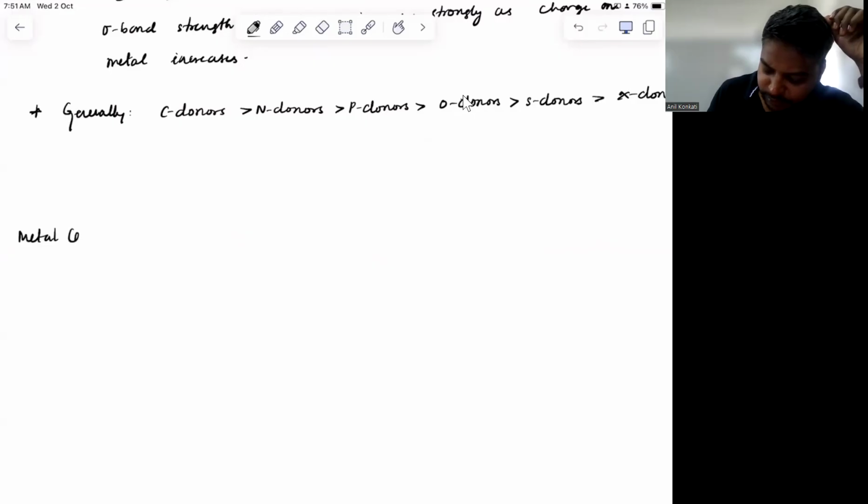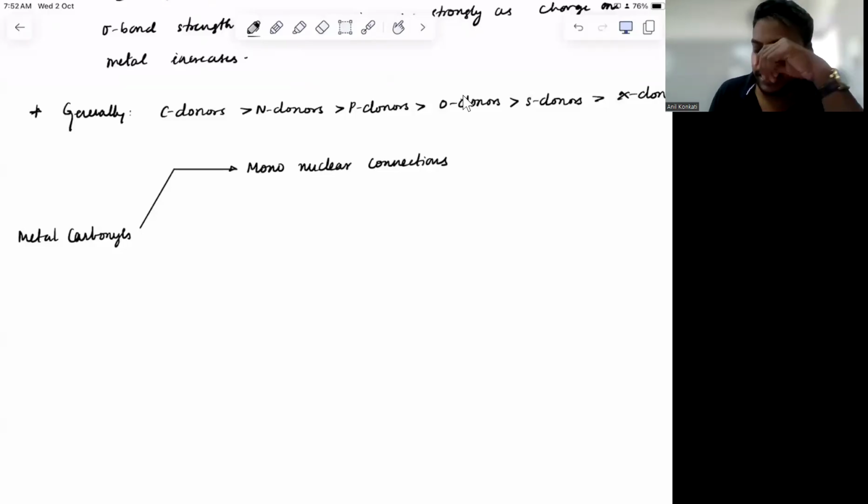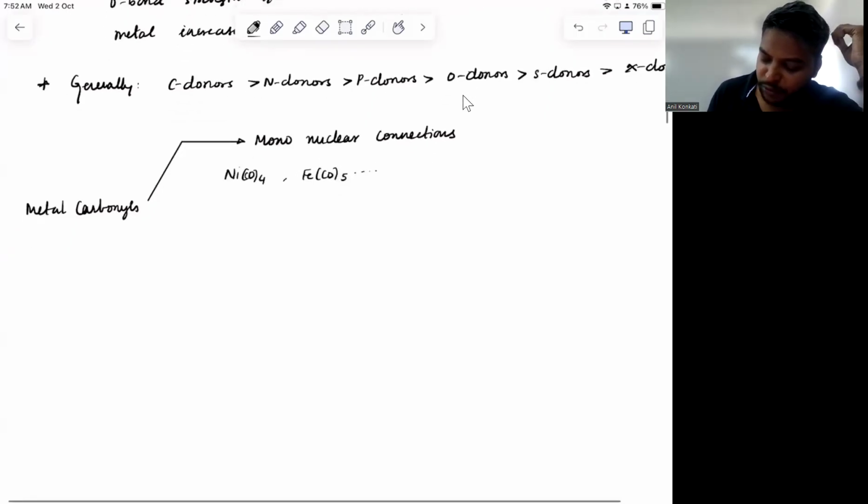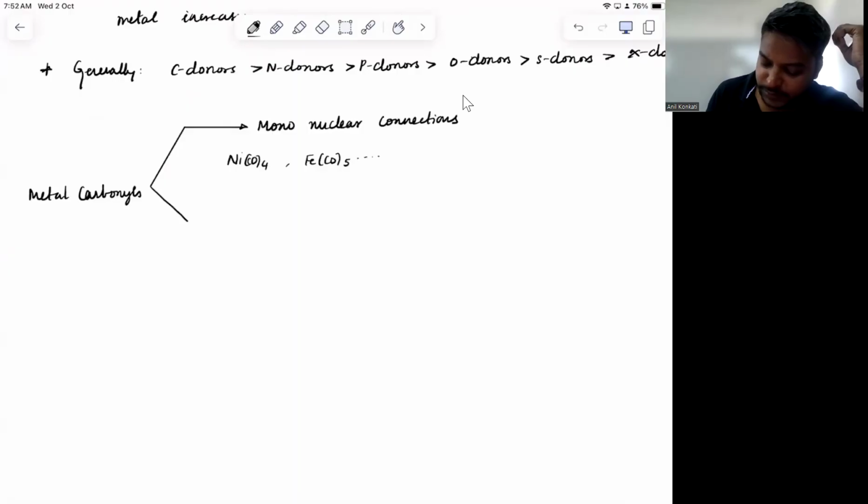Next thing, metal carbonyls. When we talk about metal carbonyls, they can make mononuclear connections, which means I'll have only one metal in it. There are no multiple metals. Like if you have NiCO4, FeCO5, there are only mononuclear connections here.